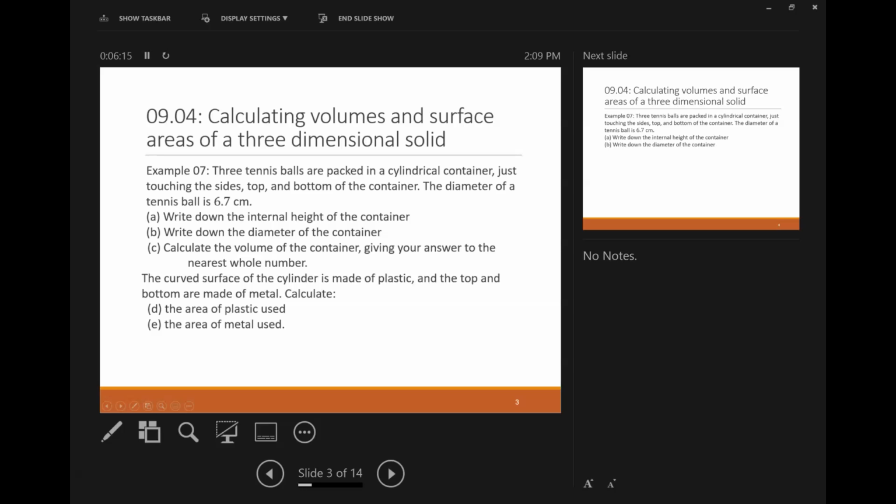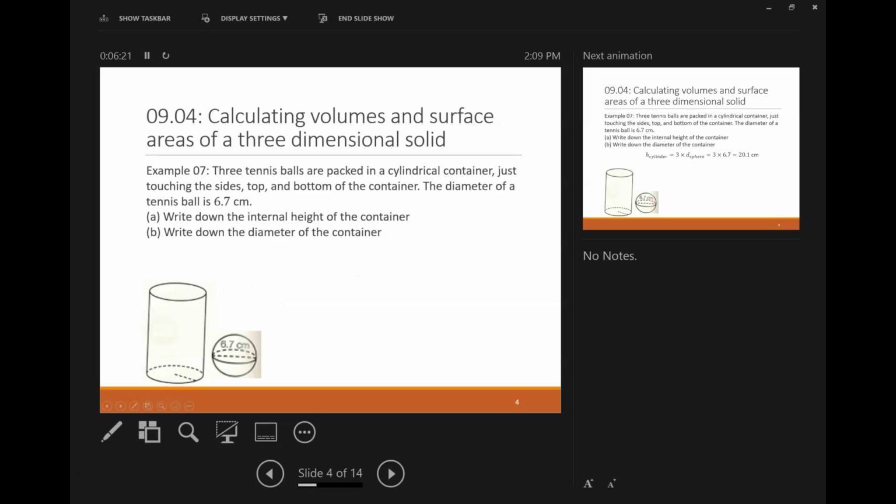We want to first write down the internal height of the container and the diameter of the container. What's the height of the container going to be? How many tennis balls tall is the container? 3. How tall is each tennis ball? 6.7. So how tall is the container? 3 times 6.7. Okay. How wide is the container? The same as the tennis ball, 6.7.